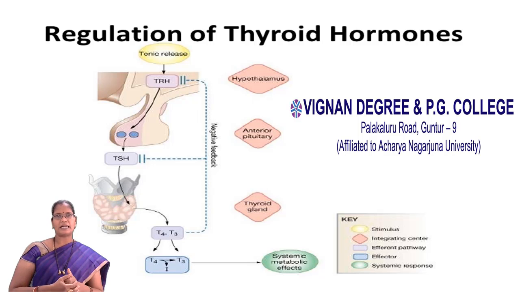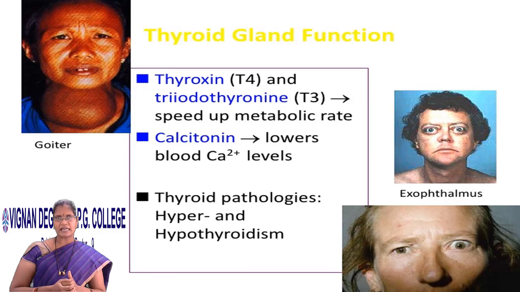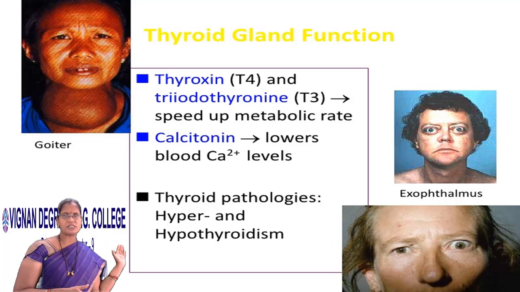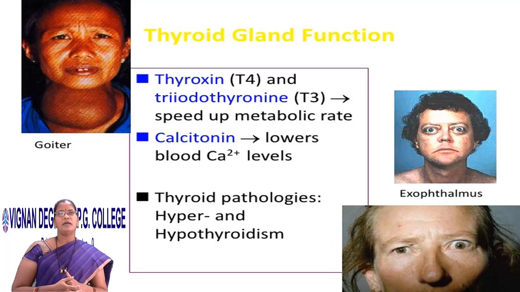Now we will see the main functions of the thyroid gland. T4 and T3 hormones speed up the metabolic rate. Calcitonin lowers the blood calcium levels. These are the main functions of the thyroid gland.